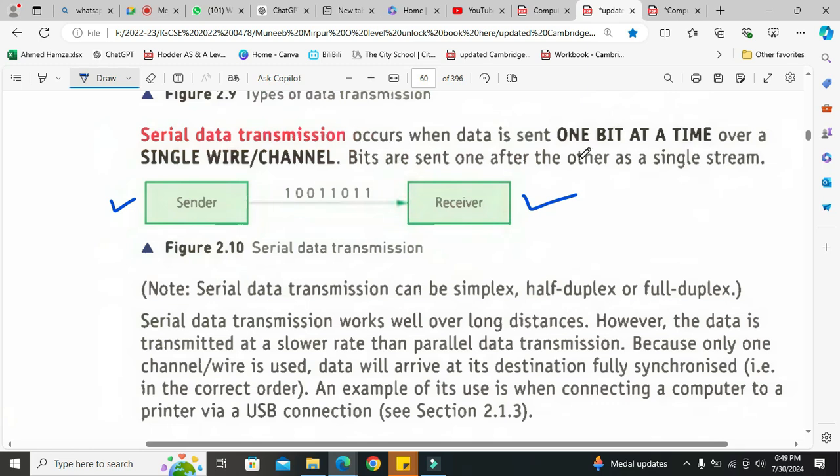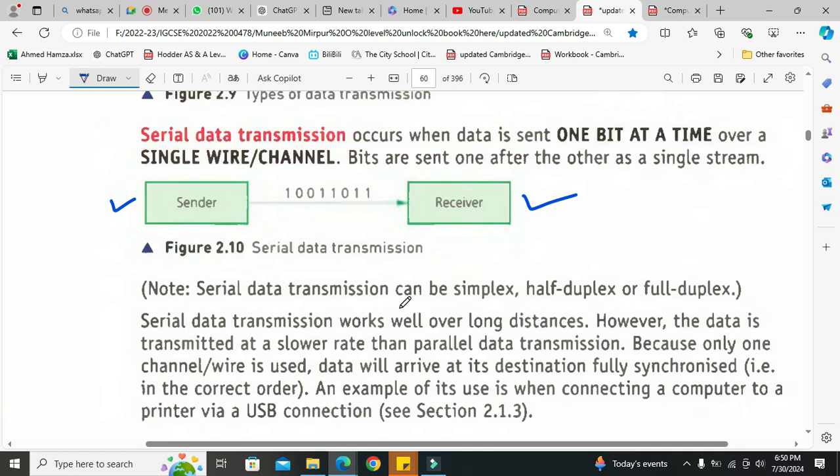So what's written over here: serial data transmission occurs when data is sent one bit at a time over a single wire channel. This is a single wire, one bit at a time we are sending. Bits are sent one after the other as a single stream. Look here, this is the diagram of serial data transmission. From computer A to B we use a single channel, and we will transmit one bit at a time, one after another.